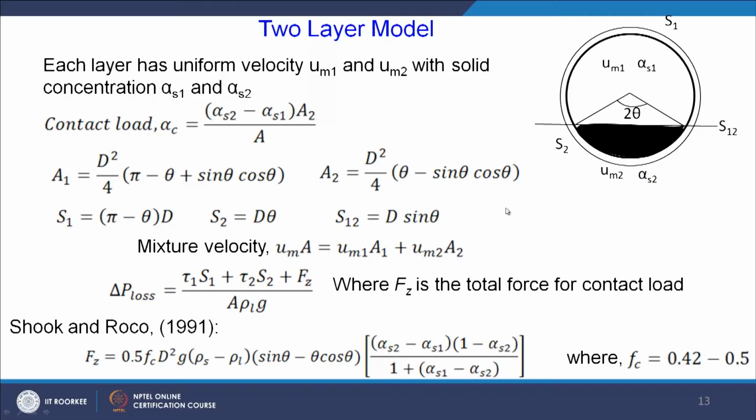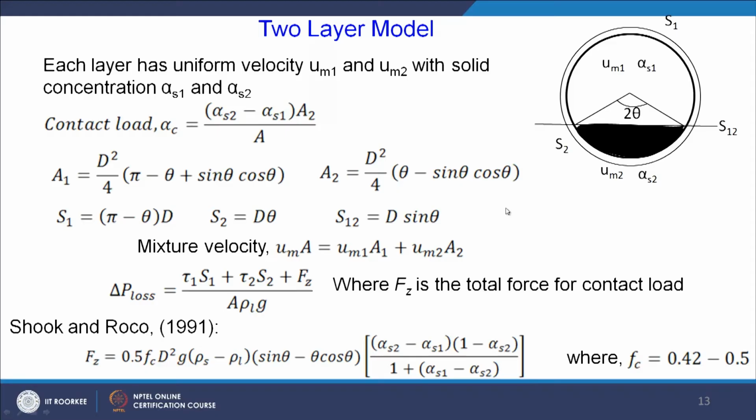Then for finding out the mixture velocity and pressure loss, you see mixture velocity UMA can be written as UM1 A1 plus UM2 into A2. So, these are the velocities for the layers, okay, UM1 and UM2, and corresponding areas I have already stated. Now, pressure drop, if we try to find out, then it will be tau 1 into S1 for the contact of the lower portion, and tau 2 into S2 for the contact of the upper portion, and then there will be a contact load called Fz. Okay. So, that will be coming into picture divided by A rho L into G.